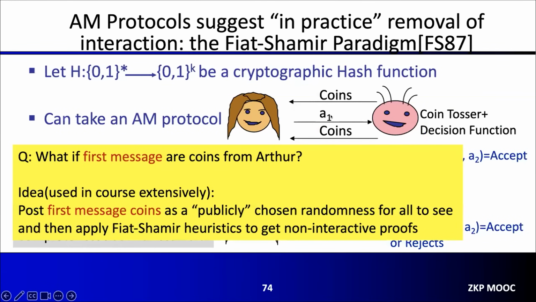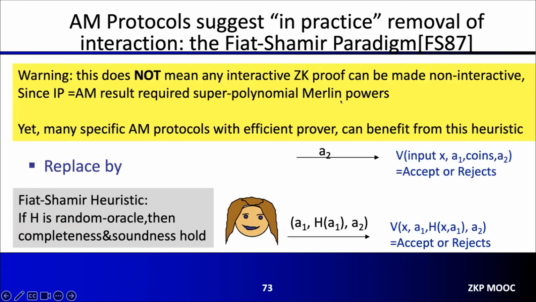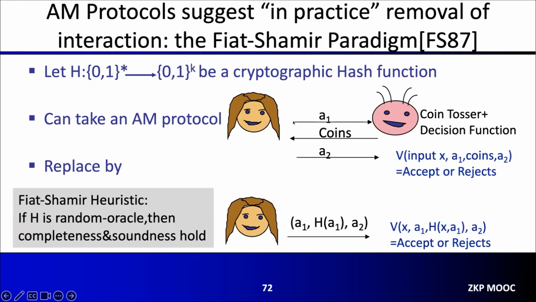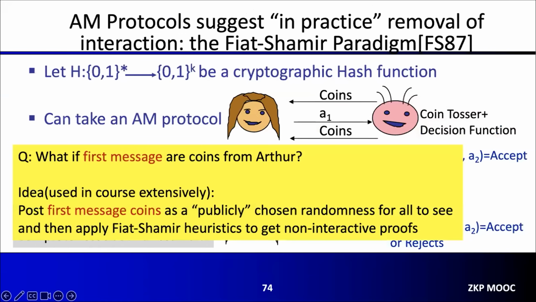And just one other thing: notice that on this slide, I looked at a case where the first message is from Merlin and the second message is coins. But in some of the protocols we've seen, the first message is actually from the verifier. Then how do you make that non-interactive? Well, usually what happens, and this is going to be used in the course extensively, is that we will post the first message of coins as a publicly chosen randomness for all to see, and then apply the Fiat-Shamir heuristic to get non-interactive proofs.